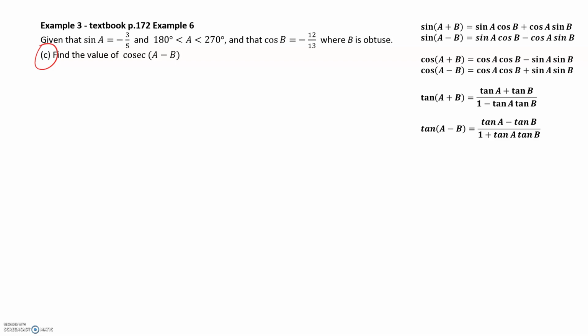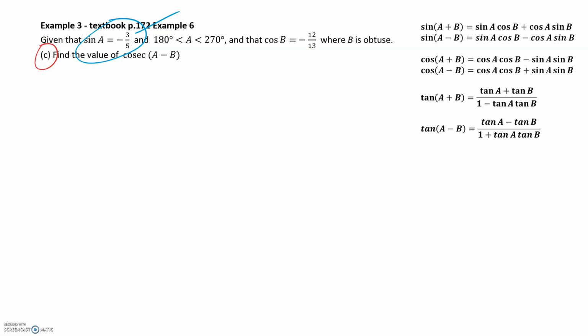Okay, so we seem to come across these kind of questions quite a lot in the textbook, whether it's examples or exercise questions. And as I've explained before in previous videos, the way I like to do them is to use right-angled triangles. So let's use this one to find our first triangle.